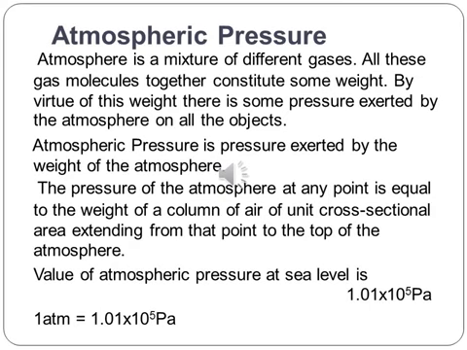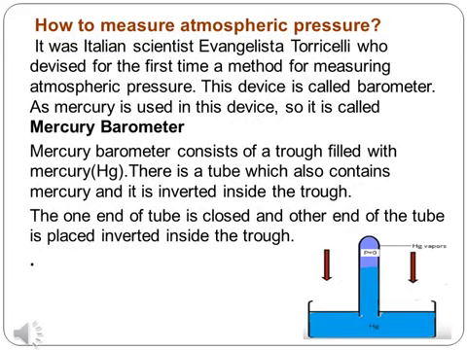Then, what should be the pressure of the atmosphere at any point? The pressure of the atmosphere at any point is equal to the weight of an air column of unit area of cross section, which is extending from that point to the top of the atmosphere. Value of atmospheric pressure at sea level is equal to 1.01 into 10 to the power of 5 pascals, which is equivalent to 1 atmospheric pressure, represented by 1 atm.